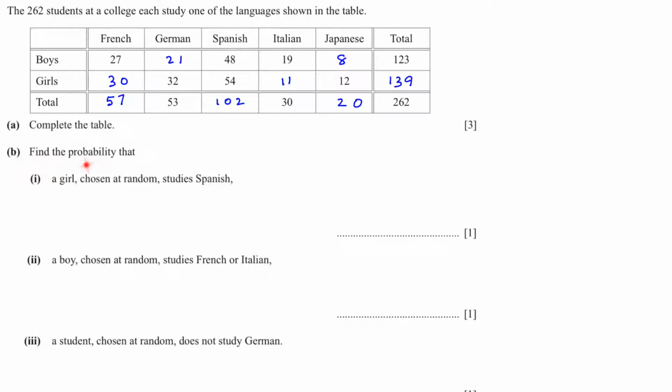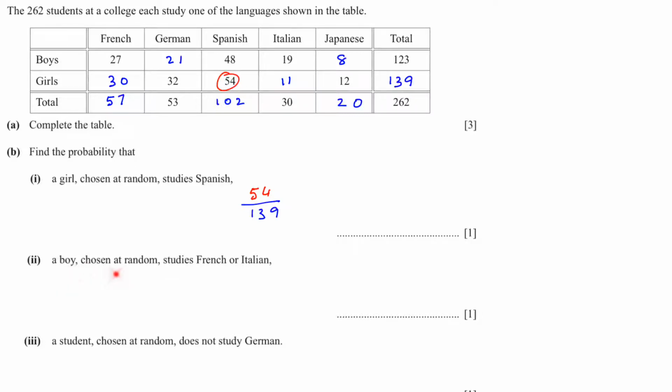Part B. Find the probability that a girl chosen at random studies Spanish. So we are looking out for a girl who studies Spanish. We look in the line of the girls. What is the total number of girls? 139. So we write 139 down, and the number of girls who speak Spanish is 54. So 54 over 139.